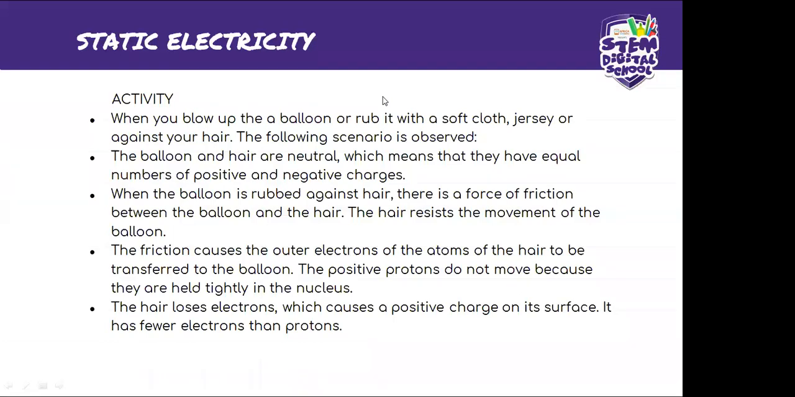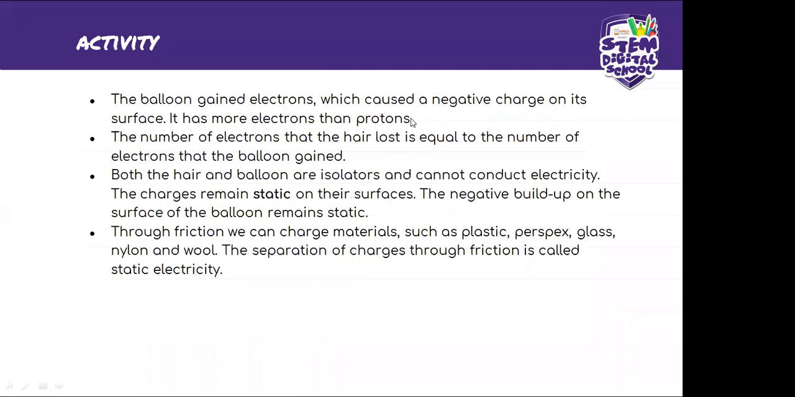The hair loses electrons, which causes a positive charge on its surface. It has fewer electrons than protons. So meaning the hair loses electrons, and when it loses electrons, where did they go? They went to the balloon or the pen that you used there. So what you just did, that was what occurred. Now let's continue. What happened is that your pen gained electrons, which causes a negative charge on its surface.